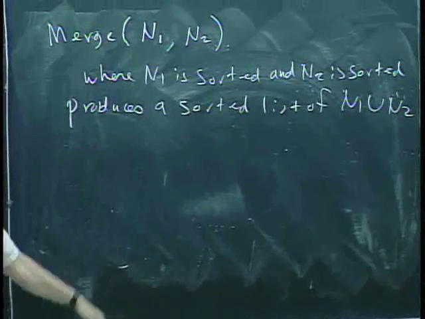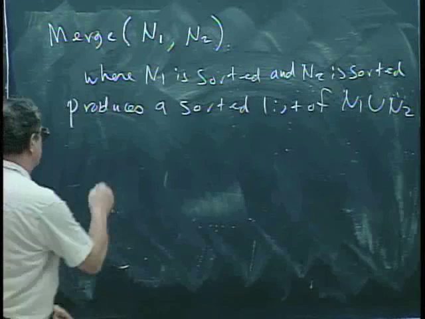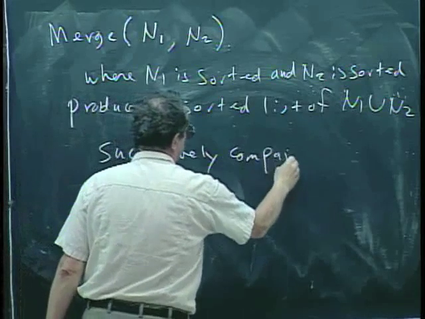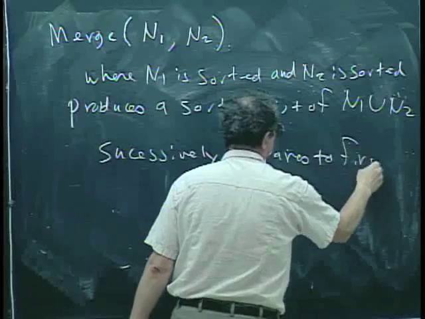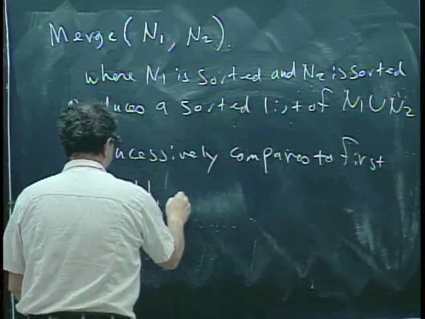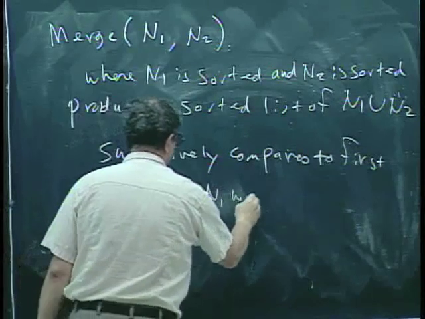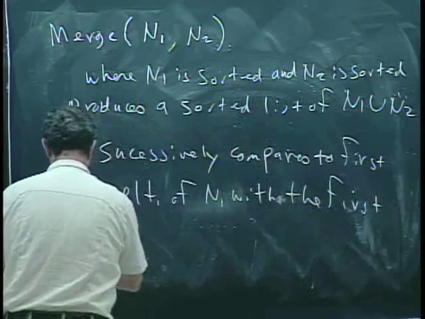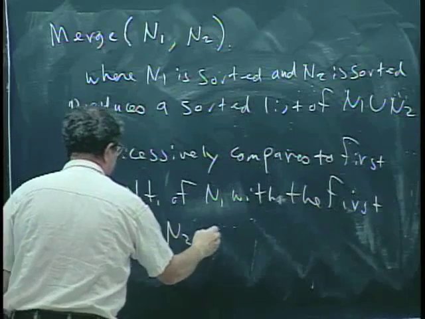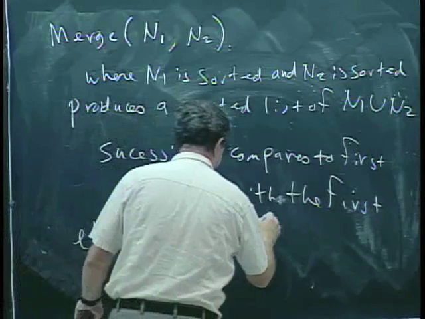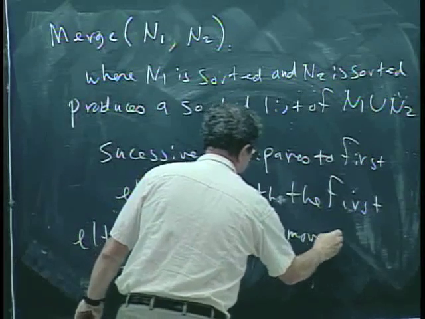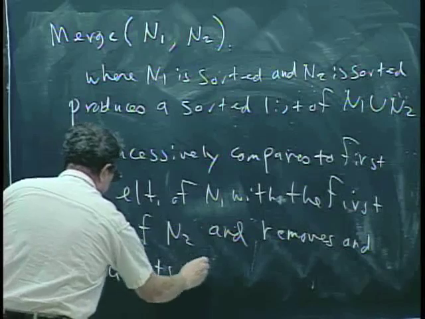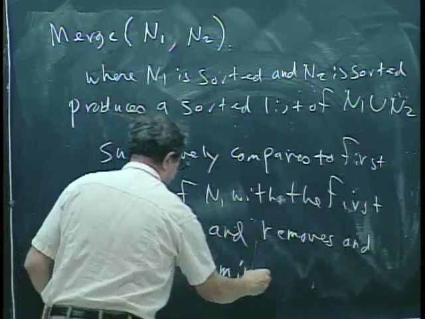So I'm going to write this down not in pseudocode, but just sort of in English. And here's what it does. It successively compares the first element of N1 with the first element of N2 and removes and outputs the min in that compare.